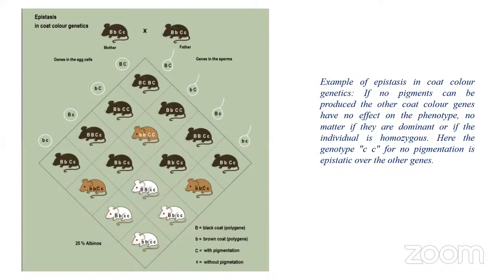Then we studied gene interaction. Gene interaction is nothing but the interaction between two genes, and the example for gene interaction is epistasis. In epistasis, the phenotype of one gene is dependent on the phenotype of another gene. Example, the baldness gene is epistatic over the gene for hair color. Similarly, the gene for the pigment is epistatic over the coat color.